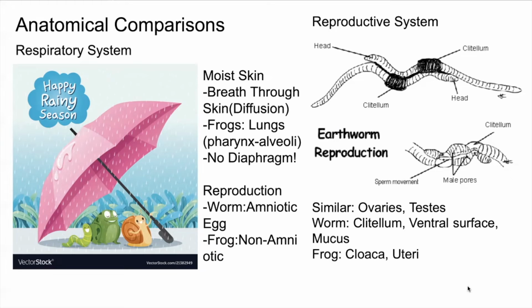The reproductive systems are similar as both have external fertilization, testes, and ovaries. The earthworm's mating habits make use of its clitellum, a swelled epithelial layer that holds its reproductive organs, a ventral surface to pair with another worm, and mucus in which to fertilize their eggs. Female frogs differ from earthworms as they hold their eggs within uteri, egg sacs, before a male produces sperm through their cloaca.